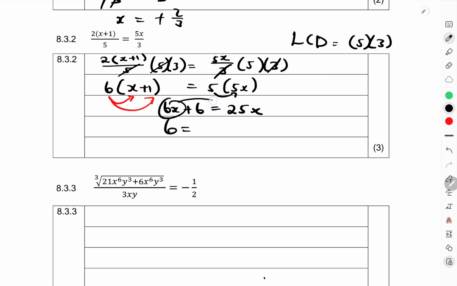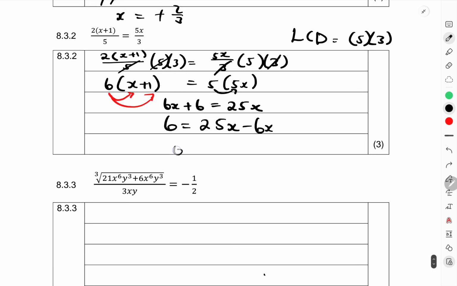It is equal to, take this 6x to the other side, meaning I'll have 25x minus 6x, because the 25 did not change position, it will remain as 25x. But the 6x was positive this side, going that side, it will become negative, right? Therefore, I'm going to have 6, it is equal to what is 25 minus 6? I'm going to have 19x. Therefore 6 is equal to 19x.